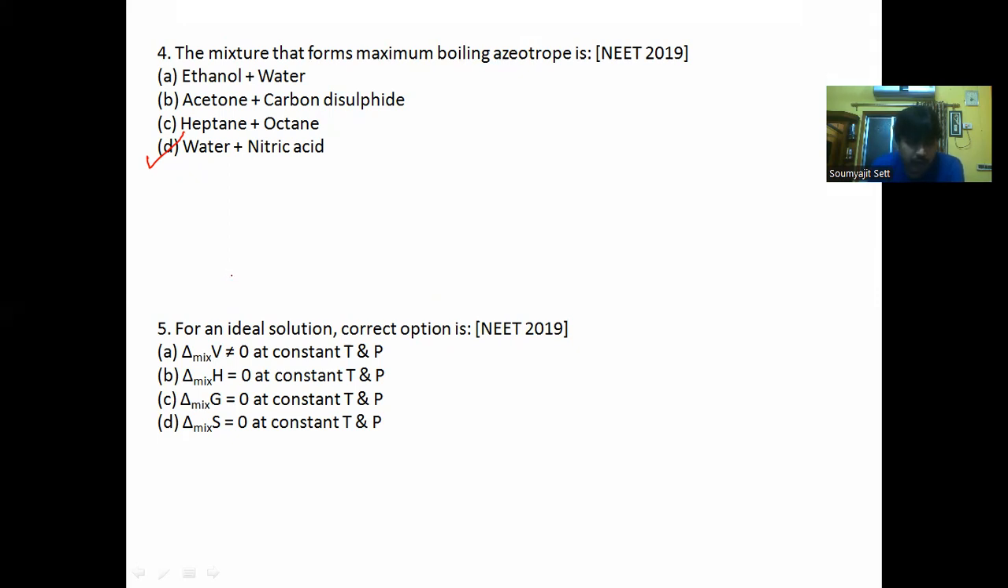Now, for Raoult's law, delta V mixing will be 0, and delta H mixing will also be 0, but delta G mixing may be 0, may not be 0, and delta S also the same, may or may not be. So here only the second is the correct answer. Delta H mixing is equal to 0 at constant temperature and pressure. Okay.